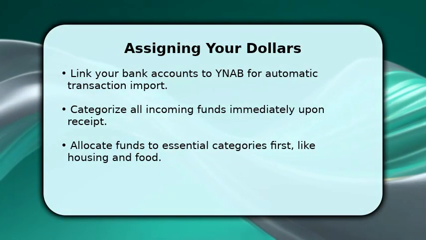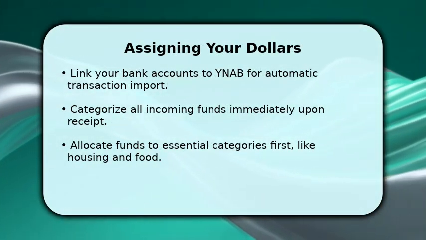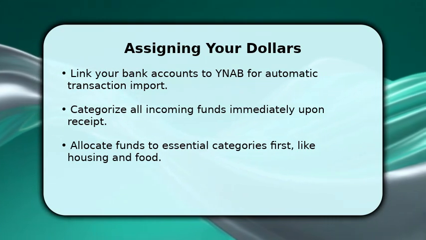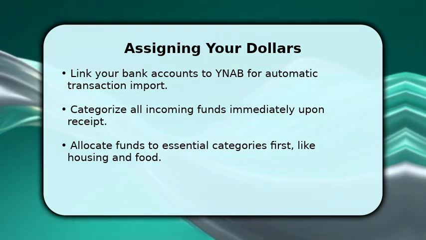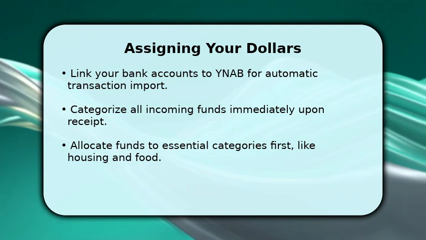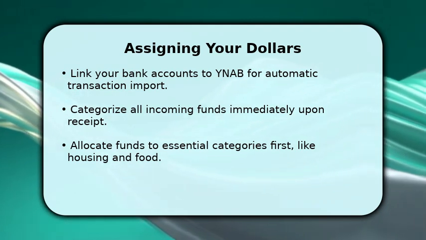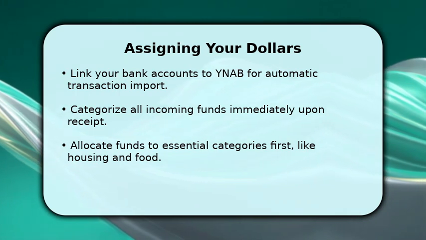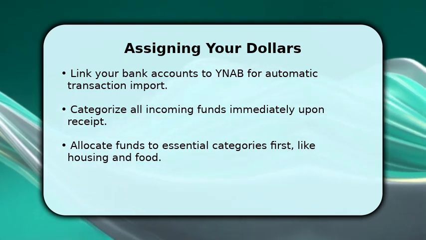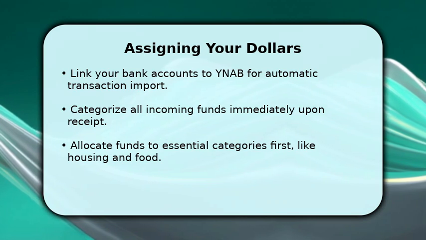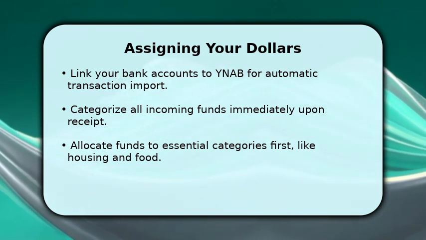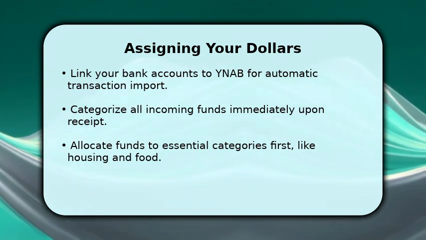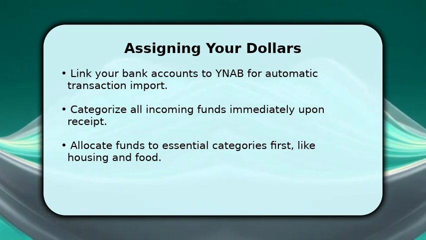Once your accounts are linked, categorize all incoming funds immediately. This means every dollar you receive gets assigned a purpose. Start by funding your essential categories, such as housing, utilities, and groceries. Then, move on to your savings goals, like an emergency fund or a down payment. Finally, allocate funds for discretionary spending, ensuring every dollar has a clear role before you spend it.